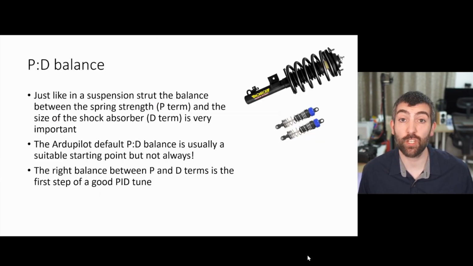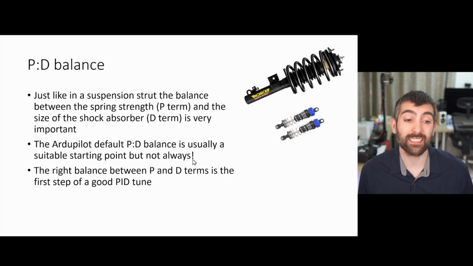Just like in the suspension strut for a car or bike, the balance between the spring, the P term, and the shock absorber, the D term, is very, very important. If you have too much P term, then everything's going to be too bouncy and too liable to oscillate. If you have too much D term, everything is going to be very slow to respond. With the correct balance of P term to D term, you get what's called a critically damped response that gives you a very smooth response to changes in input, just like a really nicely balanced suspension strut.